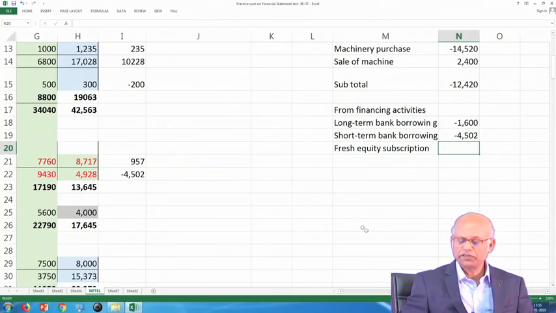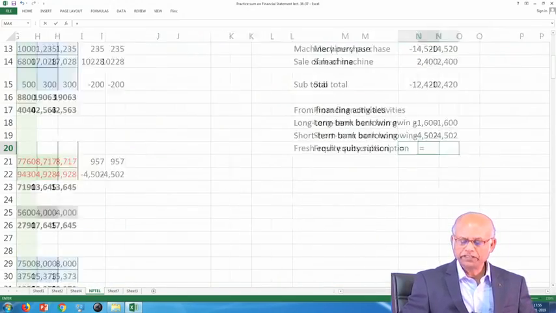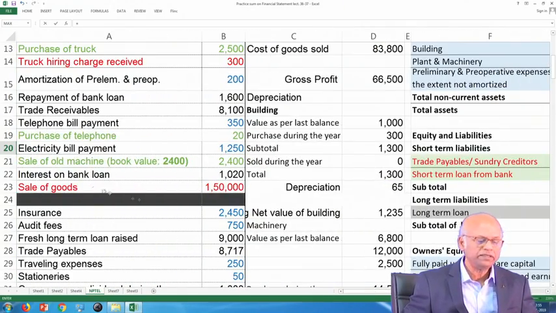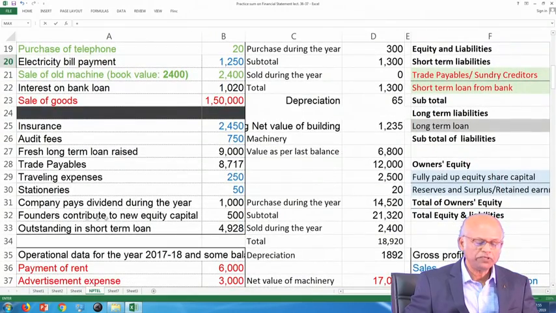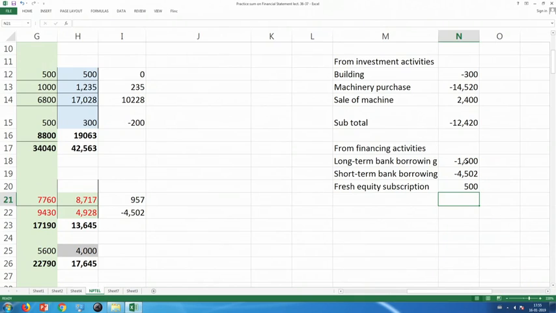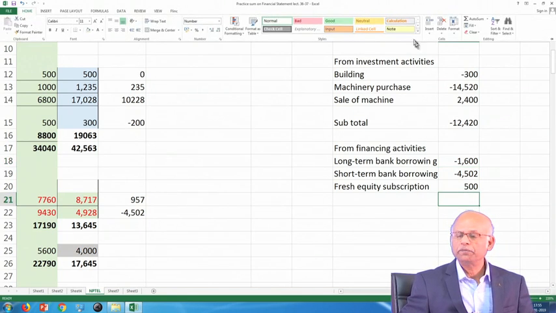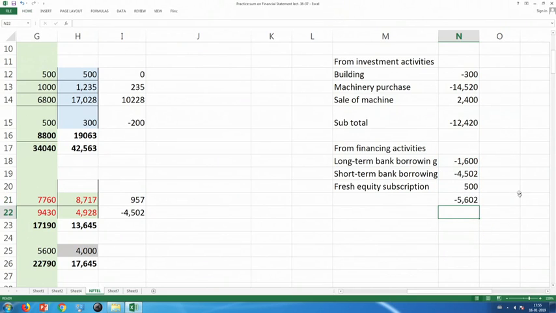And fresh equity subscription, we know that the founders have made some fresh equity subscription. Let us see how much that is. Founders contribute new equity is 500. So, that is a cash inflow. This is cash out. Long term bank borrowing goes down by 1600 rupees. So, we have used some money, and then short term bank borrowing goes down. So, this is also utilization of money. Then equity investment. So, new money comes in. So, that is positive. Let us make a sum total of this, which is minus 5602.